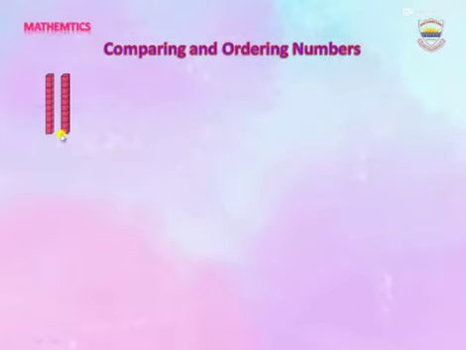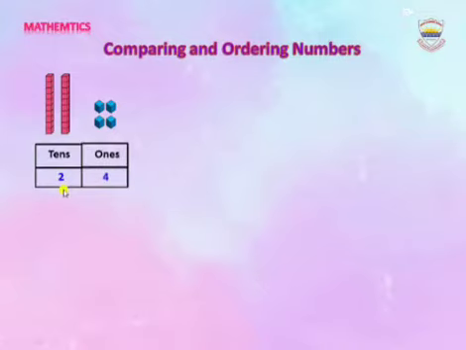1 stake, 2 stakes. It means we have 2 tens. Now, count the blocks. 1, 2, 3, 4. We have 4 ones. What is the number? The number is 24. 24 is equal to 2 tens and 4 ones.